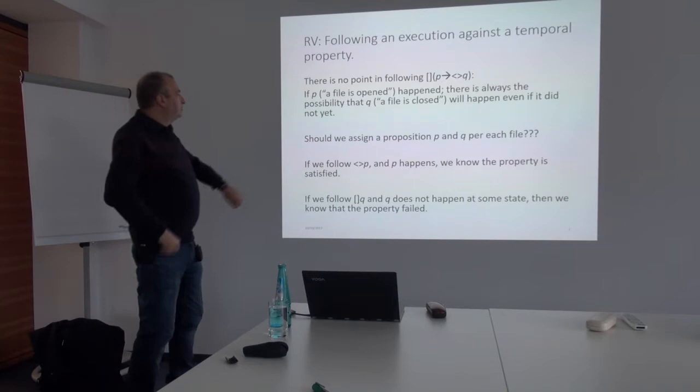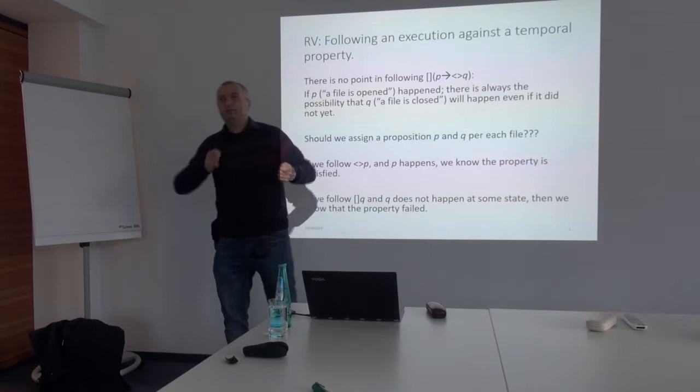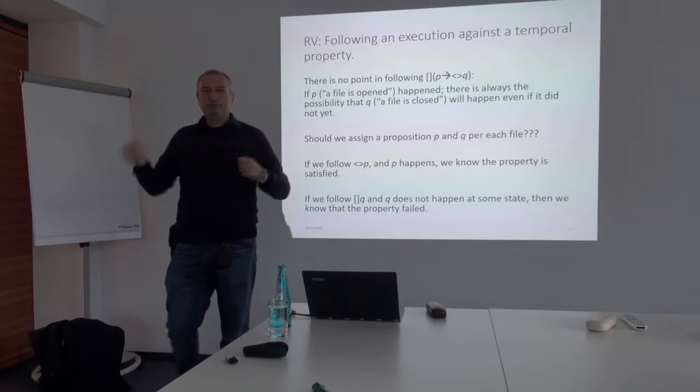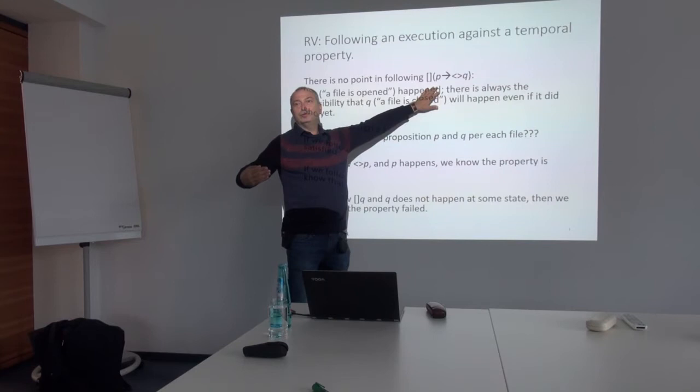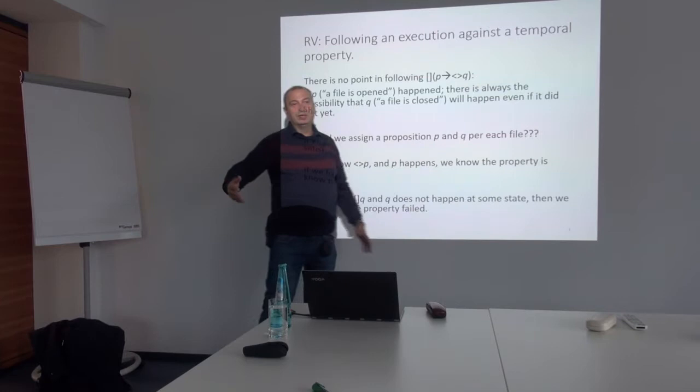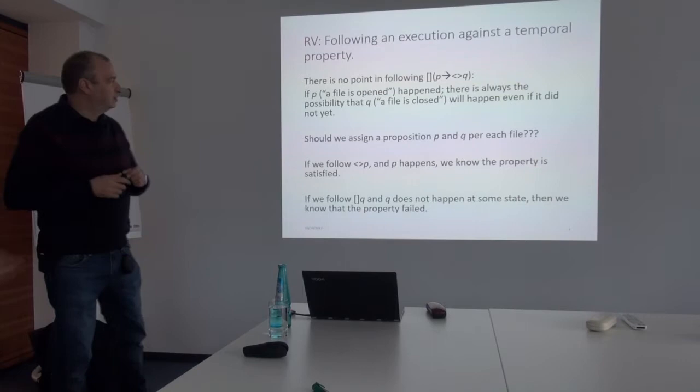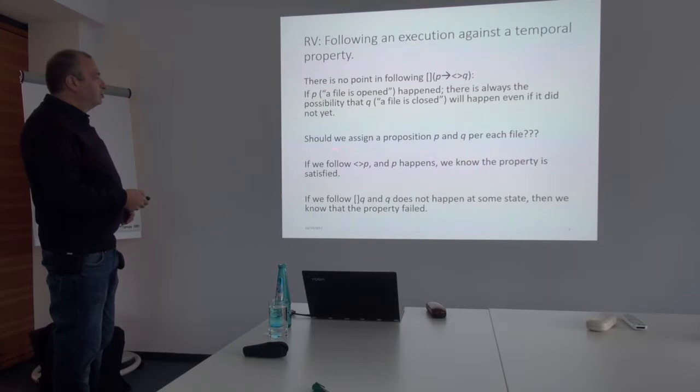Another point. Should I assign different P's and Q's if I want to say, if I open a file and eventually I close a file? Should I have lots of P's and lots of Q's, right? So the point here is that I want to make it parametric. And this is propositional temporal logic, and what I want to motivate is that I'm going to have first order temporal logic, right? That would have parameters, and so I can match the files that I open and the files that are closed. So this is the second point. I really want to have first order: I want to have quantification and I want to have parameters and values.